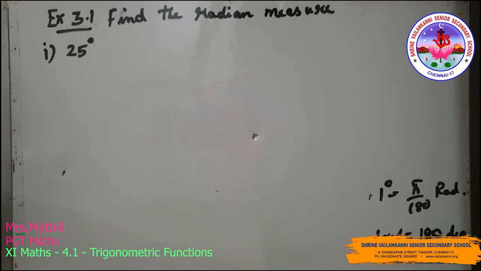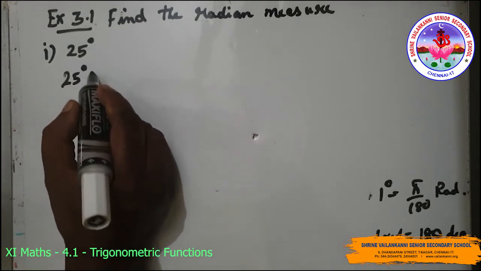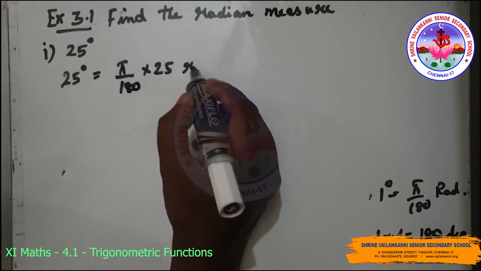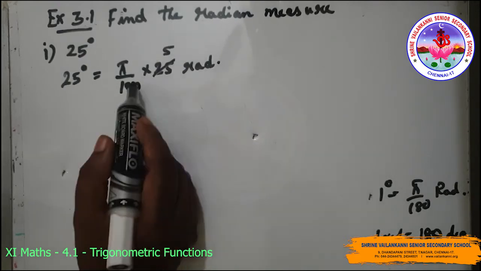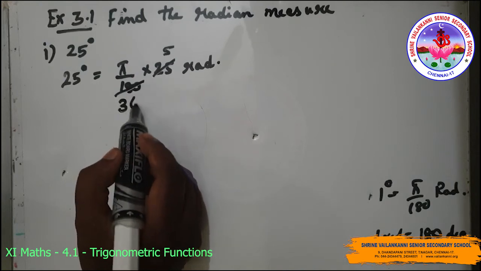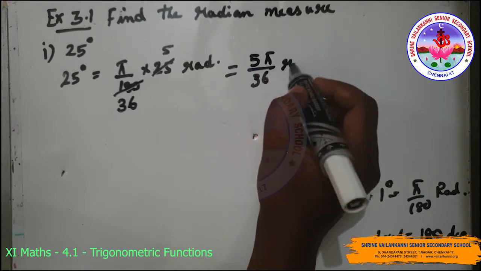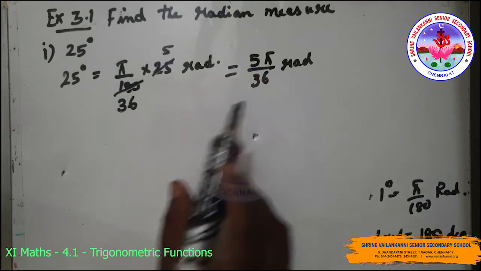So 25 degree. We have to convert this 25 degree into radians. So 1 degree is equal to pi by 180 radian measures. So converting 25 degree, 25 degree is equal to pi by 180 into 25 radians. Cancelling this, 5 into 5, 5 3s are 15, 5 6s are 30. So which is equal to 5 pi by 36 radians. So 25 degree is equal to 5 pi by 36 radians.